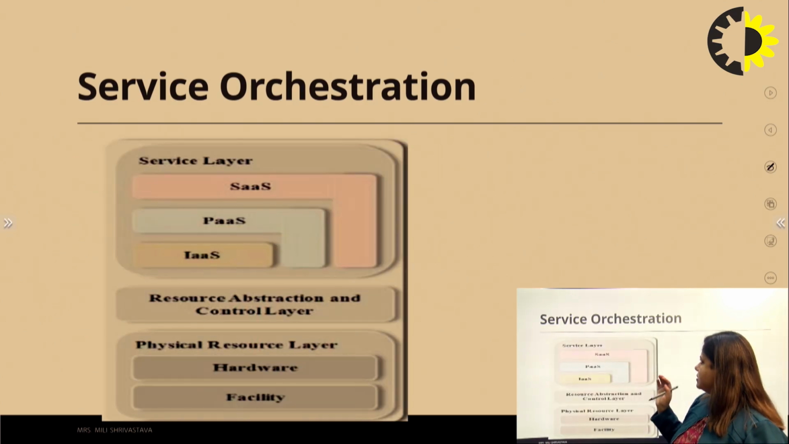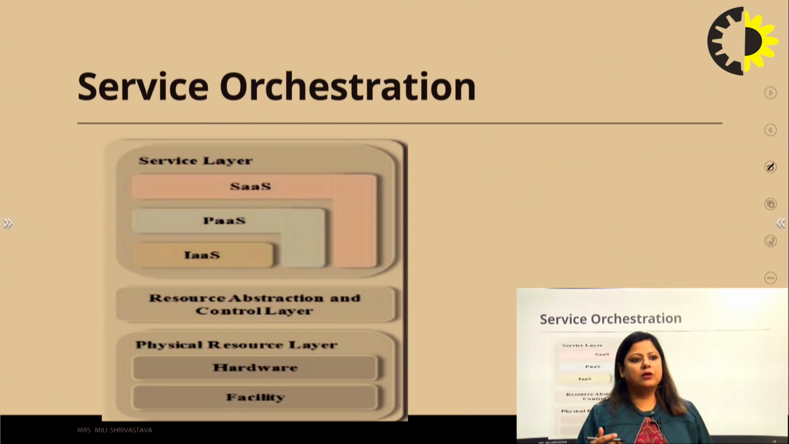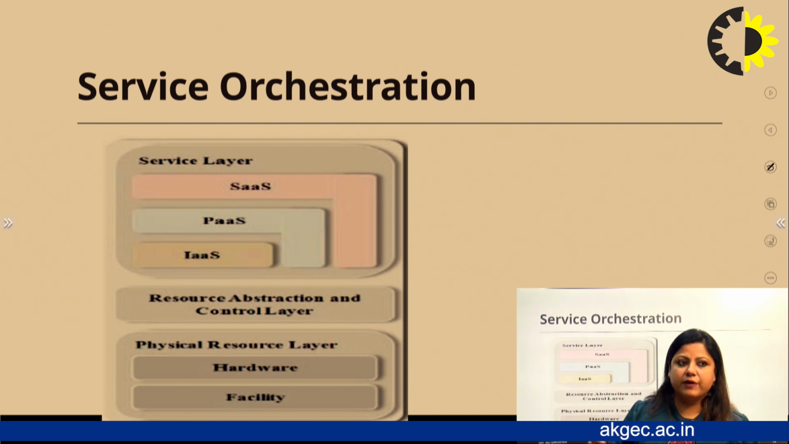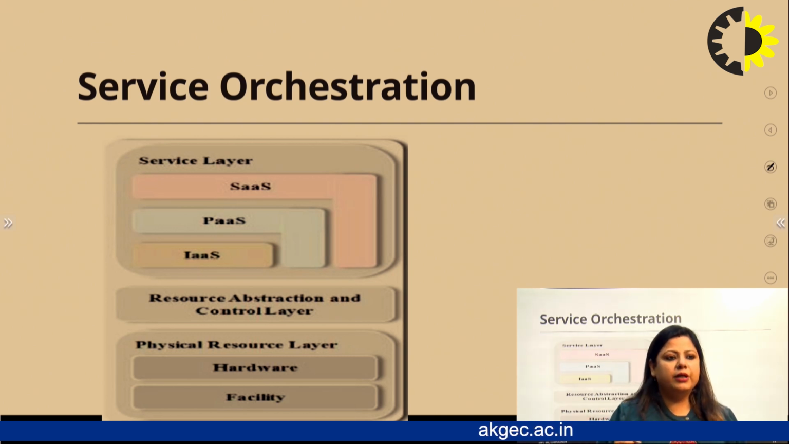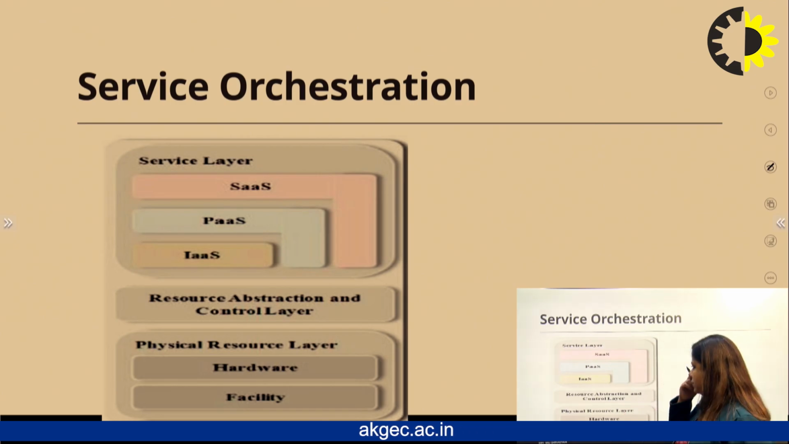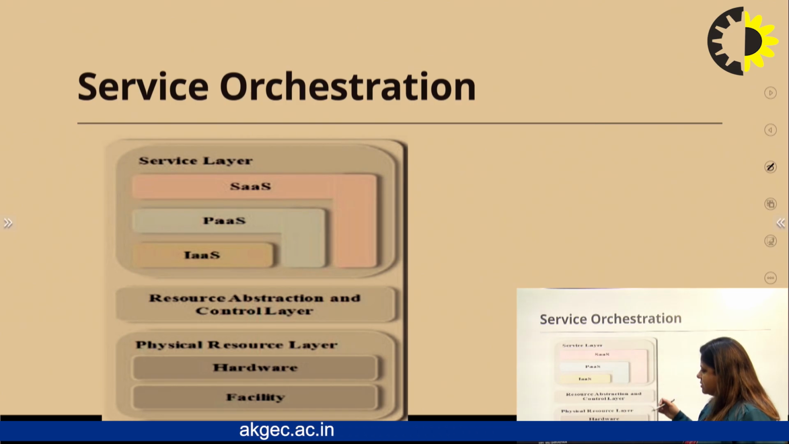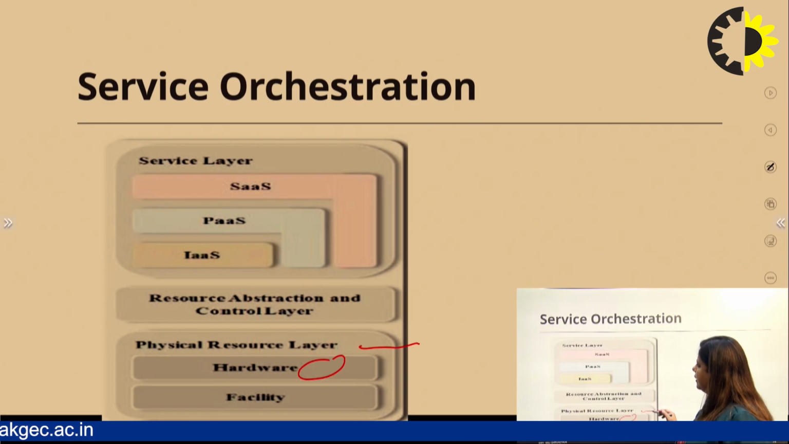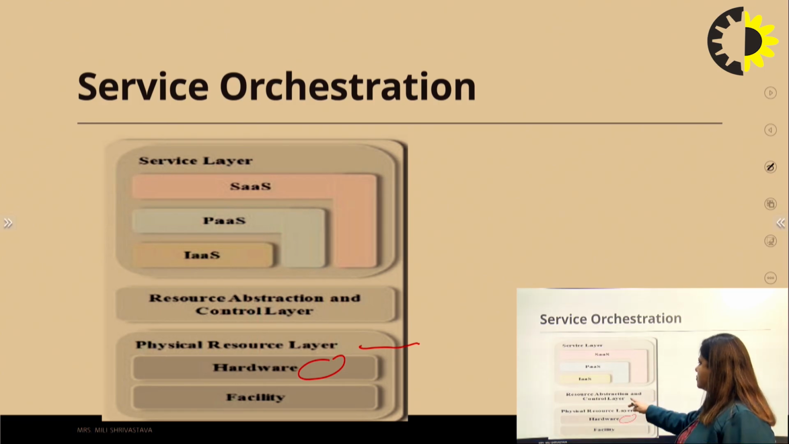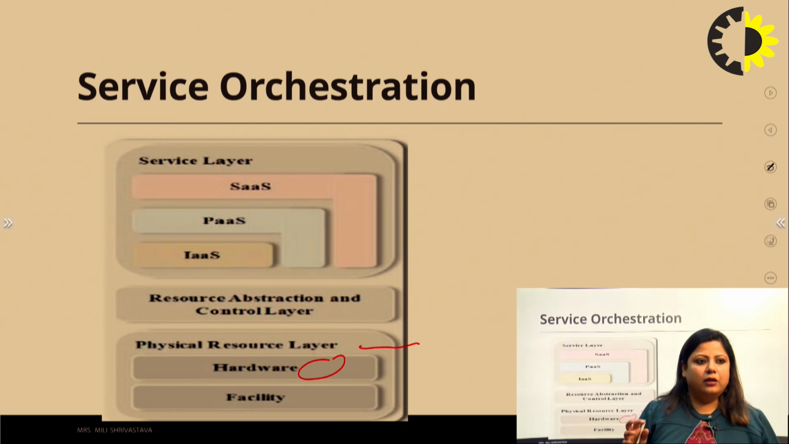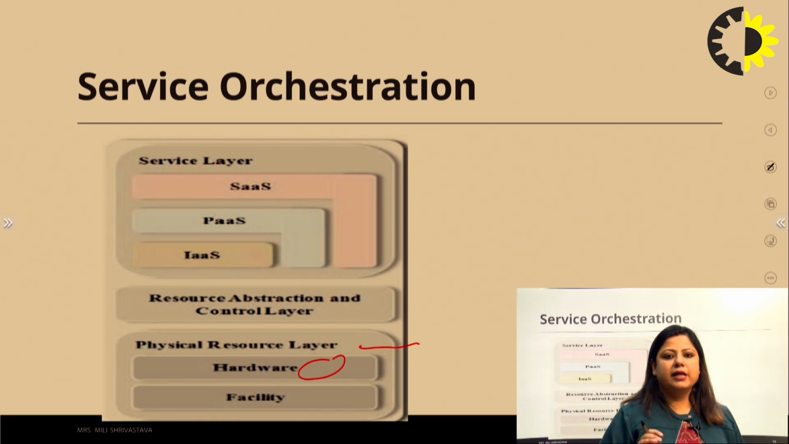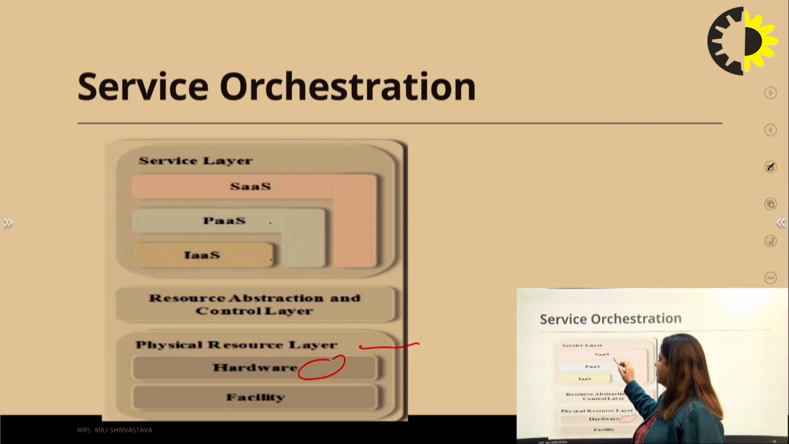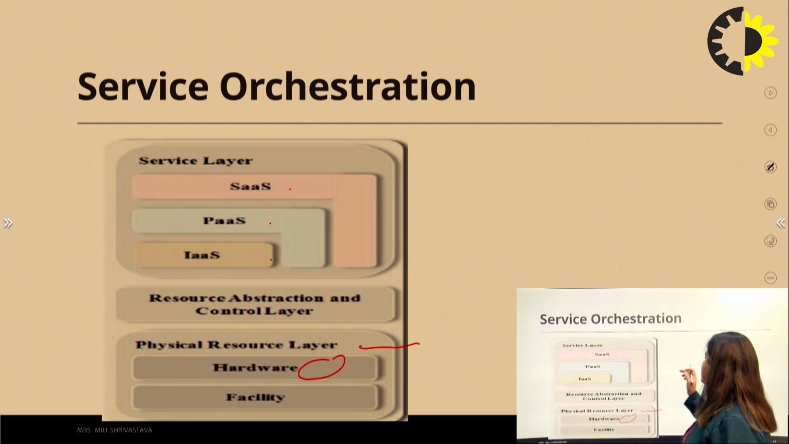So this is a diagram of service orchestration. With the help of this diagram, the service provider can basically manage computing, storage and network resources. These three things are managed through the hardware and physical resource layer, and with the help of the resource abstraction or control layer that manages computing, storage and networking resources. What kind of services do they provide? That is infrastructure as a service, platform as a service and software as a service.